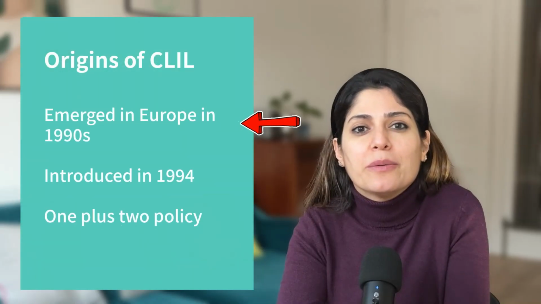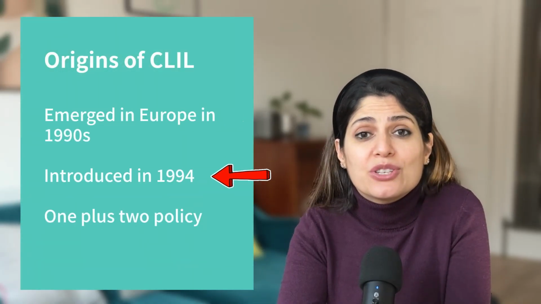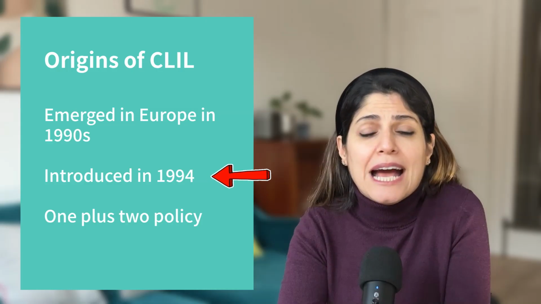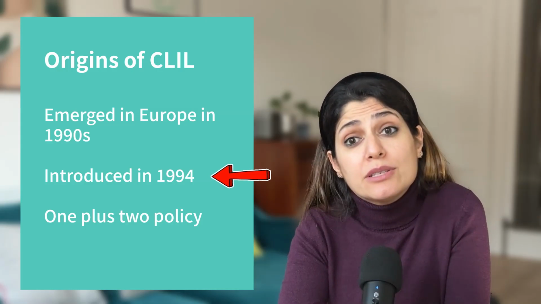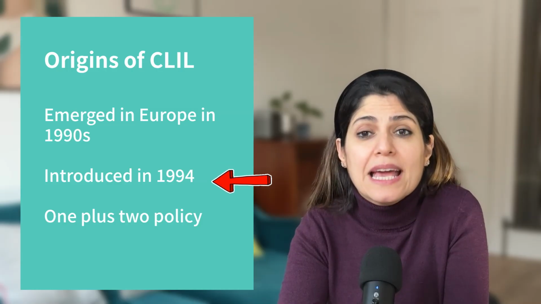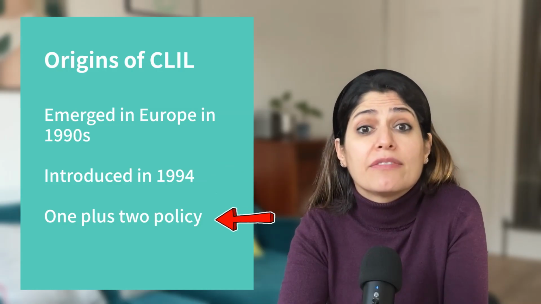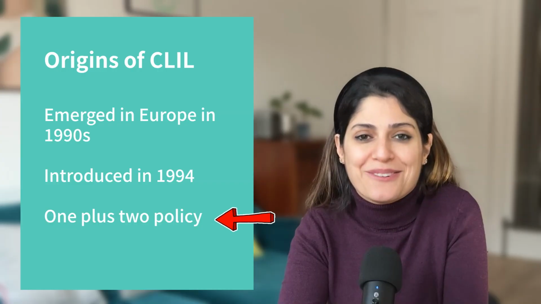But let's see where CLIL came from. CLIL emerged in Europe in the early to mid-1990s. The acronym was officially introduced in 1994 as part of European Commission language policy. Now, a key motivation was the European Commission's 1+2 policy, the idea that citizens should have competence in their mother tongue plus 2 additional community languages.